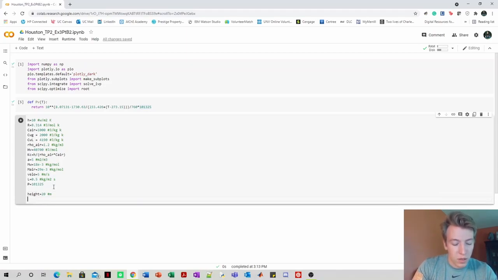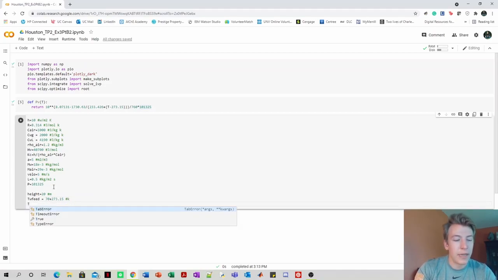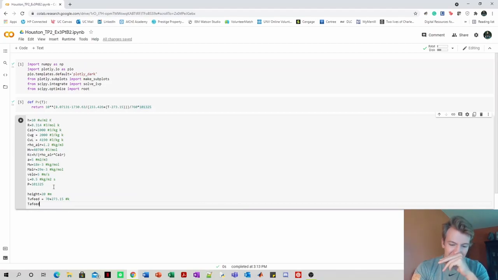We also know the temperature of the water feed is going to be equal to, given to us at 70 Celsius, plus the 273.15 to convert to kelvins. And then we also know the air temperature feed. This is going to be equal to 25 was given to us, plus the 273.15 Kelvin.